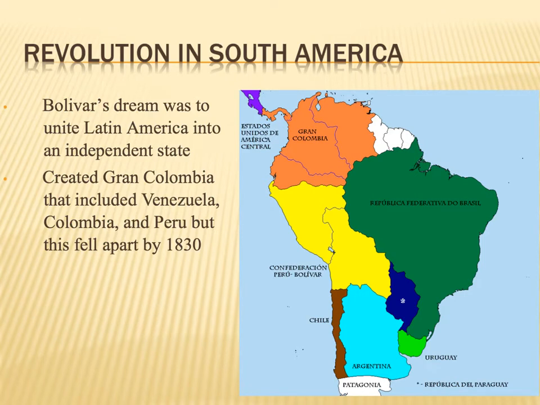Now, Simón Bolívar was inspired by nationalism, and he really wanted to unite Latin America into an independent state. He felt like they had a common culture, they speak Spanish, they have a common history. He wanted them to all come together. And this was not really successful. He created this state called Gran Colombia, which you see on the map in orange, and that included the countries today of Venezuela, Colombia, and Peru. But this dream did not really last. He never united all of Latin America, and even this state, Gran Colombia, fell apart by 1830 over regional differences.